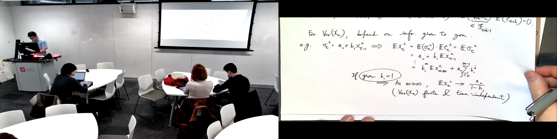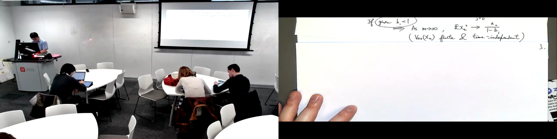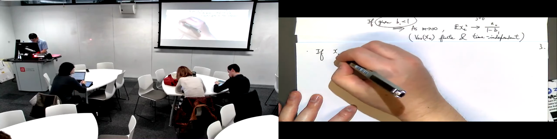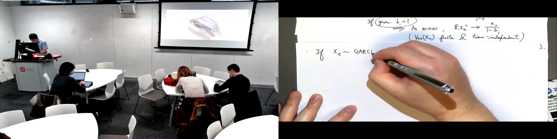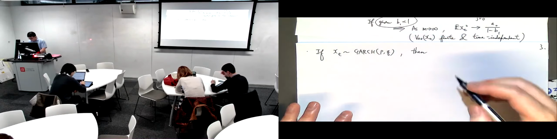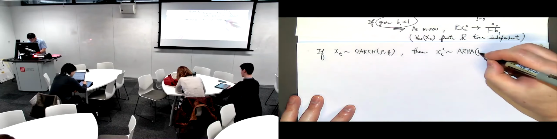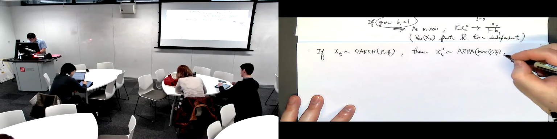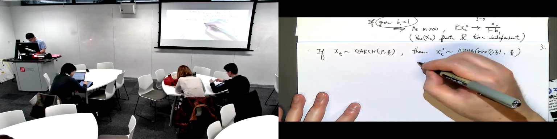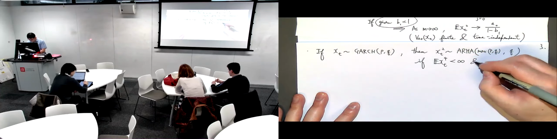Let's go back to general GARCH(p,q). If your x_t actually follows a GARCH(p,q), then this is important: your x_t squared actually follows an ARMA model with order max(p,q) and q, if your fourth order moment is finite and time independent.